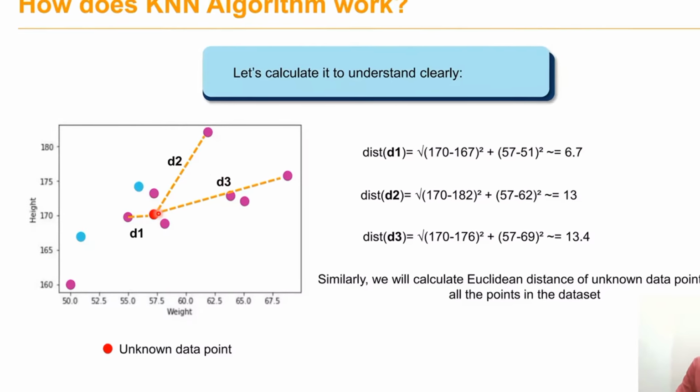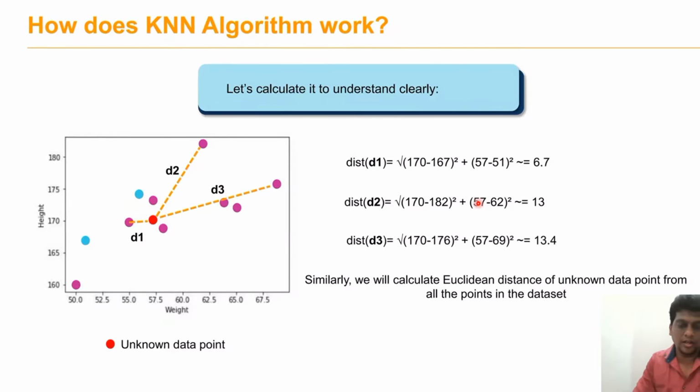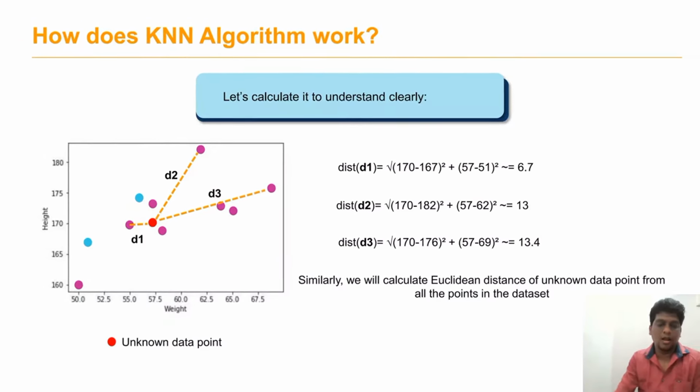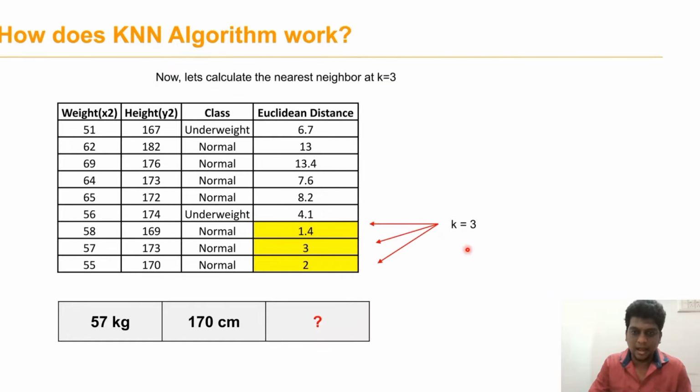d2 is the distance between this unknown point and this point, then d3 is from this point to this point. We calculate all the Euclidean distances for all the values. We have calculated the Euclidean distance of the unknown data point from all the points that we already know. Let's calculate the nearest neighbor at k equal to 3, because the weight we mentioned here is similar to the weights here and the height is similar to the category here. So we have calculated using the nearest neighbor at k equal to 3.